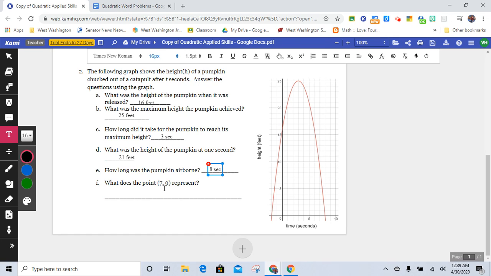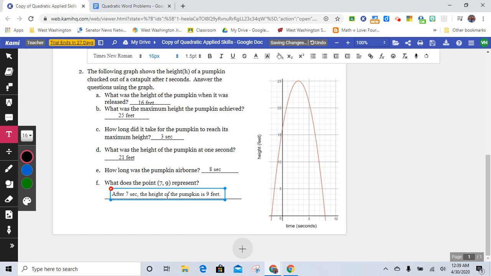Now, what does the 7, 9 represent? Now remember, this is our X value, this is our Y value. So this is time. After 7 seconds, and the Y value represents height, it was 9 feet in the air. I don't have to look over here because, if this is the point, then 7, 9, it's right there. But just interpreting it based on what the X and Y value represent. So after 7 seconds, the height or the altitude or whatever of the pumpkin is 9 feet. After 7 seconds, the pumpkin is 9 feet off the ground.